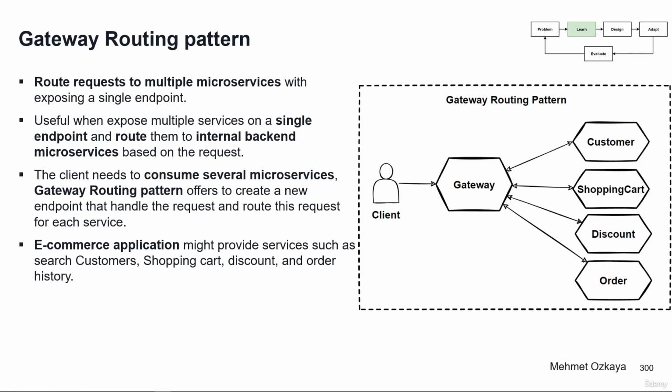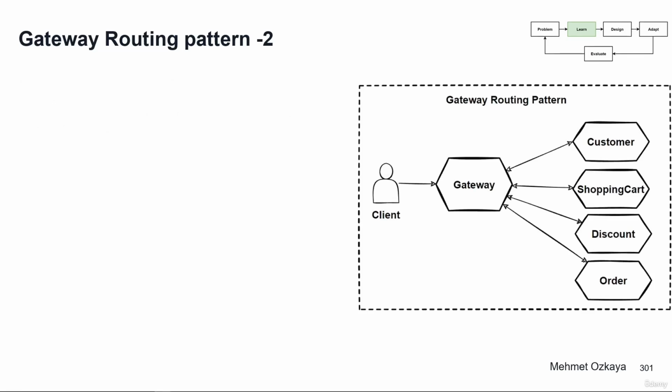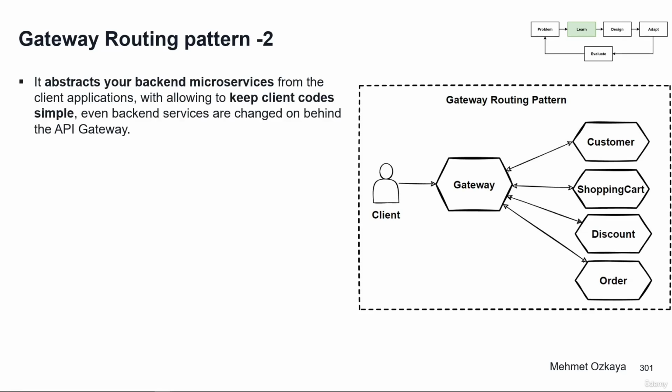So that means the gateway routing pattern is useful if you have a case like a client consuming multiple microservices. If one of the microservices is changed or replaced with another microservice, the client doesn't know anything and does not need to change any code on the client side. It can continue making requests to the gateway, and the only change will be the configuration of the routing chains. This way, the API Gateway abstracts your backend microservices from the client applications, allowing you to keep client code simple even if backend services are changed behind the API Gateway.